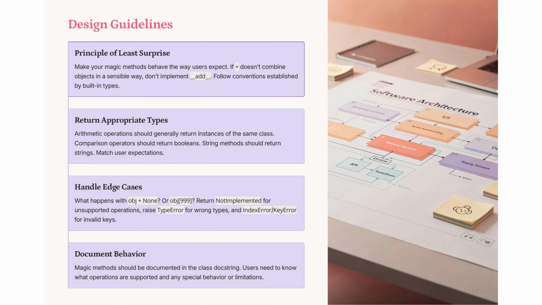Ensure magic methods align with user expectations. Implement __add__ only if it combines objects logically. Return appropriate types. Arithmetic should yield class instances, comparisons booleans. Handle edge cases by returning NotImplemented for unsupported operations, raising TypeError for wrong types. Document magic methods in class docstrings to clarify supported operations and limitations.